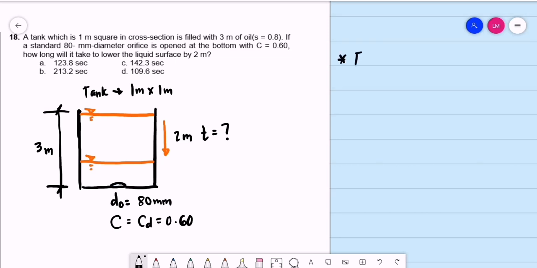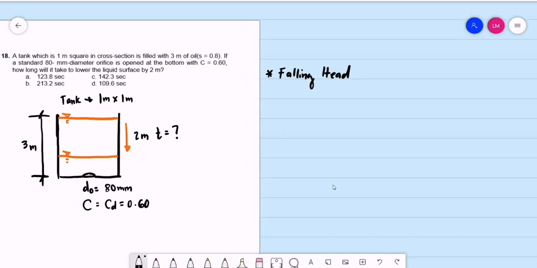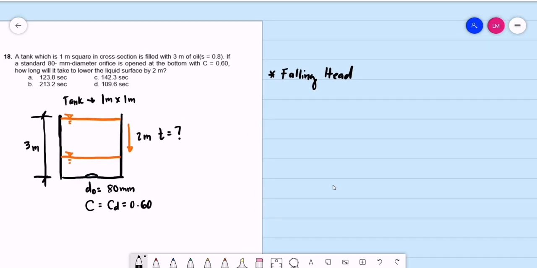This is the falling head. We are considering that the liquid surface will go down. How do we compute for the time? Okay, so we have a formula for this one. The time is equal to negative twice the area divided by C sub D, area of the orifice, times the square root of 2g, multiplied by the square root of the final head minus the square root of the initial head.